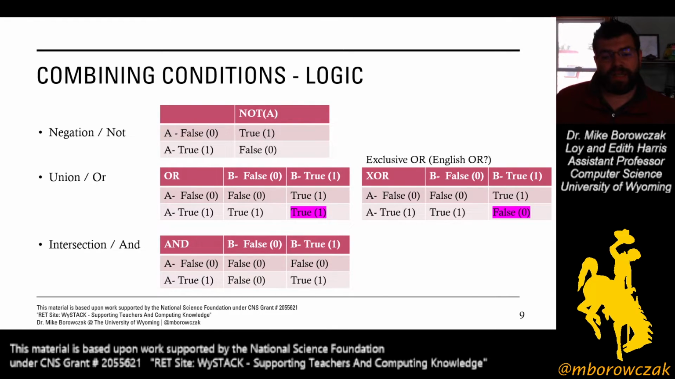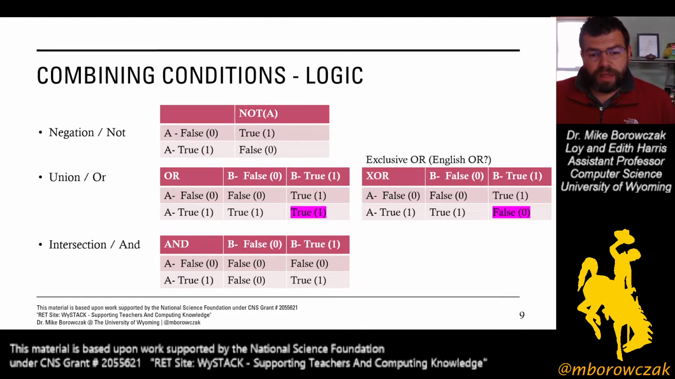But notice that in computing, that's not the case. The result of A or B in computing is true if A is true, if B is true, and if they're both true, the result is still true. The version in computing that is closer to our English OR is exclusive OR, which is basically true if and only if one of the two of these is true, A or B. You can see that in this truth table.